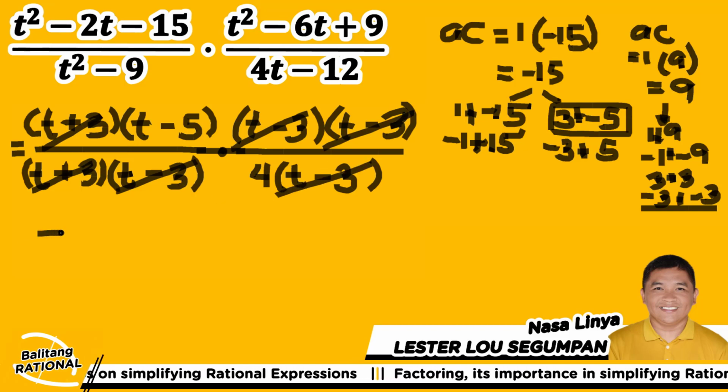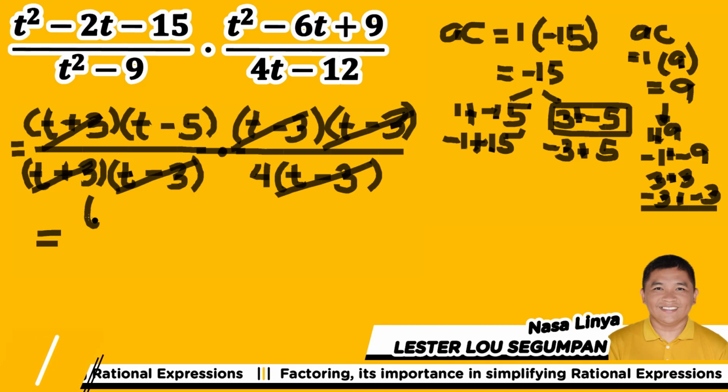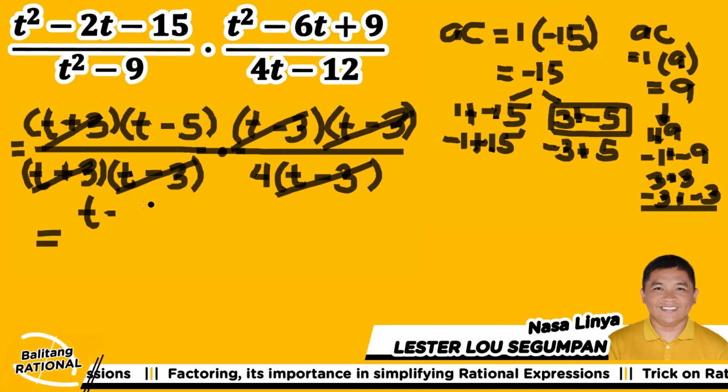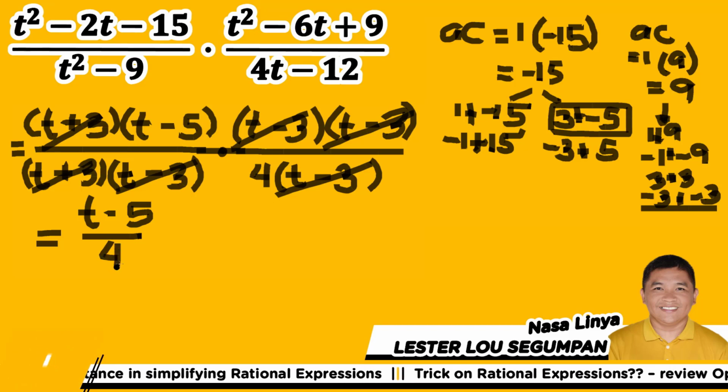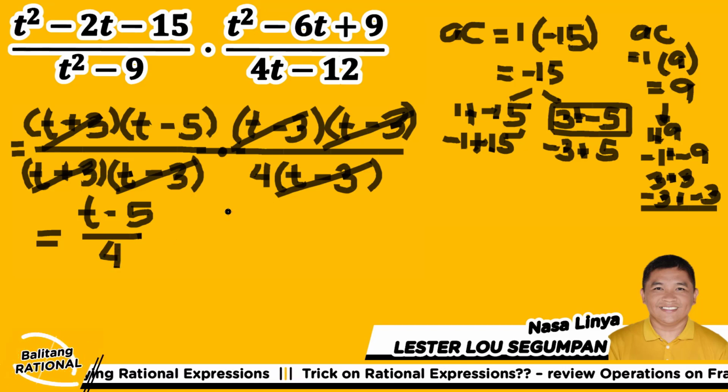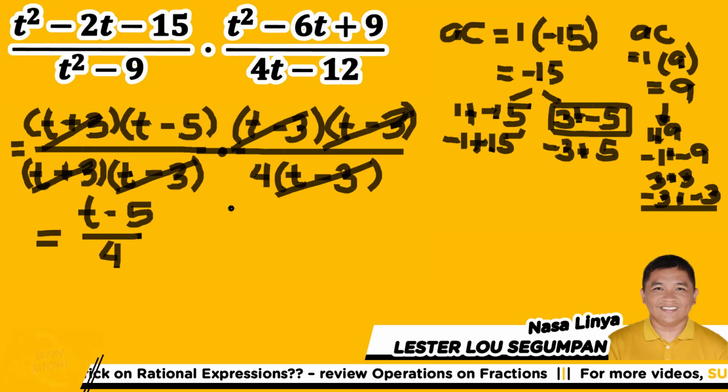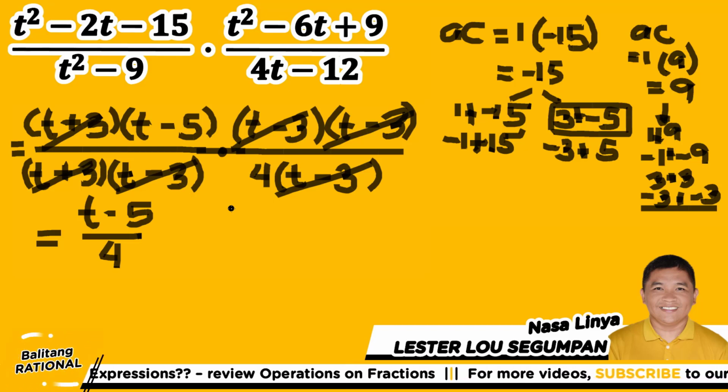So yung mga natitirang expression is actually the simplified form of the product of our two rational expressions without even multiplying them. Our result is t minus 5 all over 4. This is the result of our simplified form.